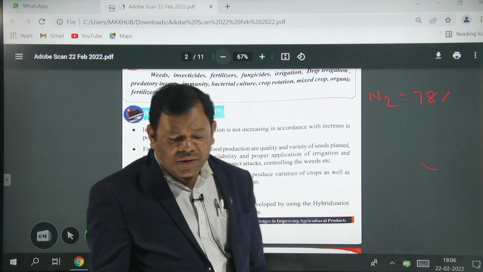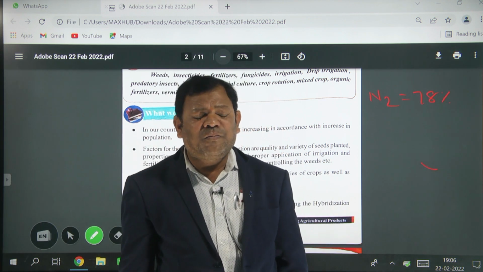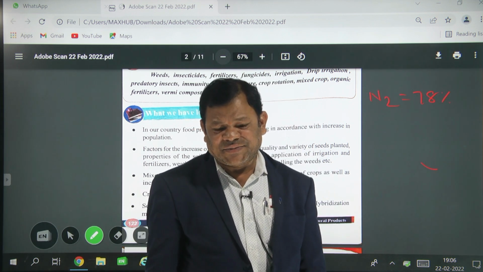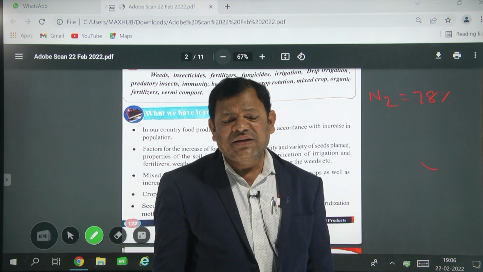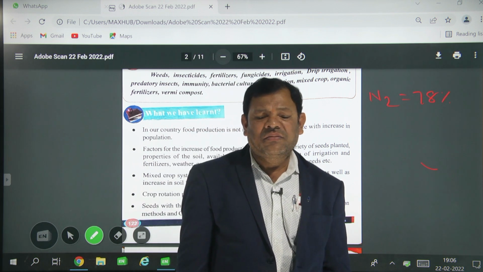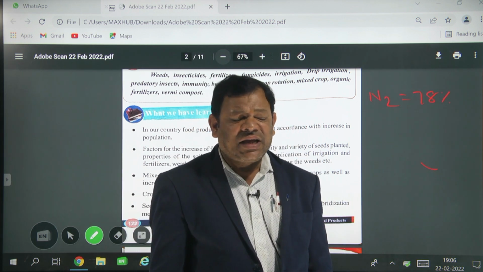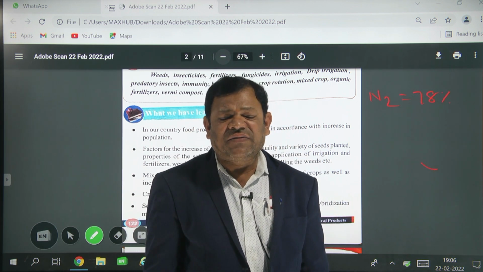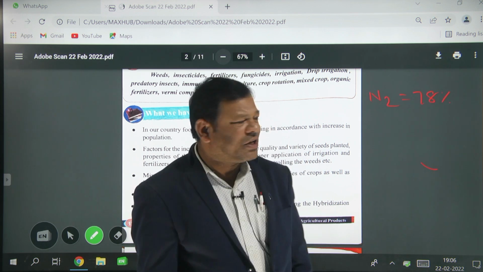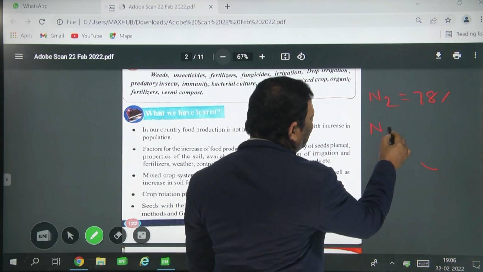This leguminaceae plants means fabaceae plants, all the pulses. Pulses means red gram, green gram, okay, black gram. So in the atmosphere, 78% of that atmosphere, that nitrogen is present. The nitrogen is present in the molecular state, N triple bond N.